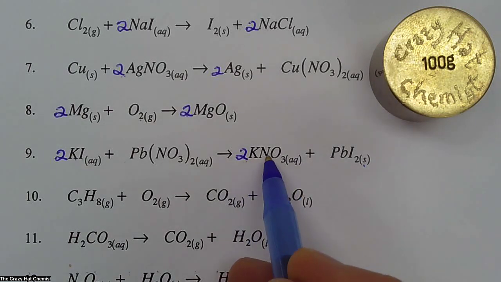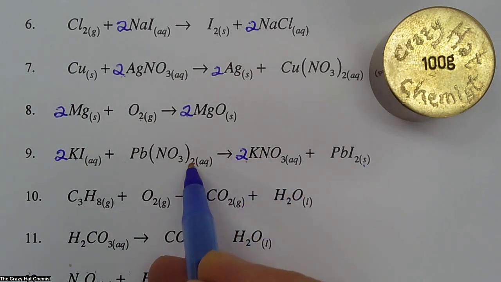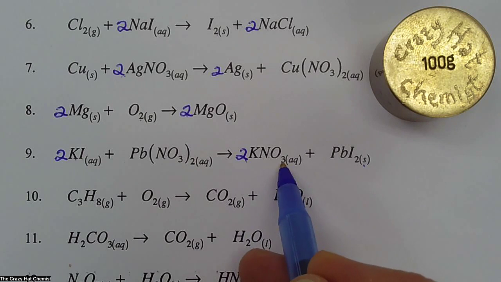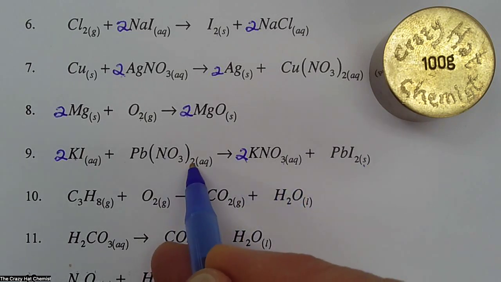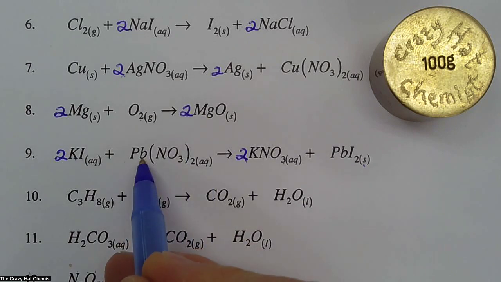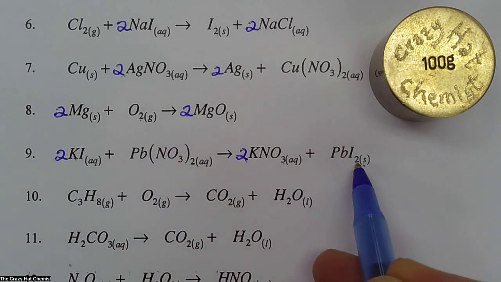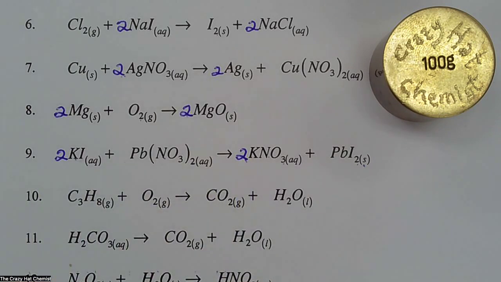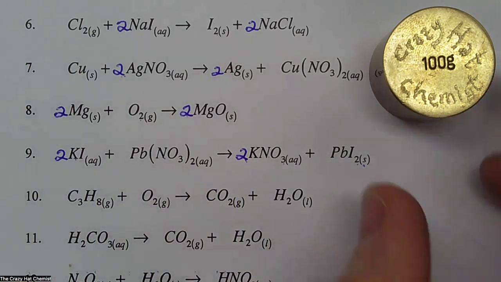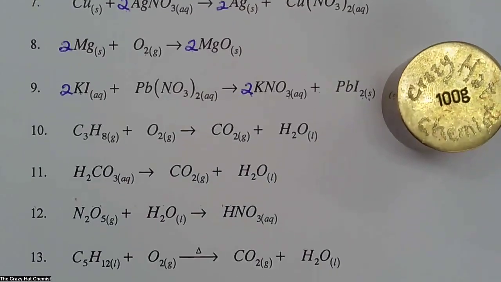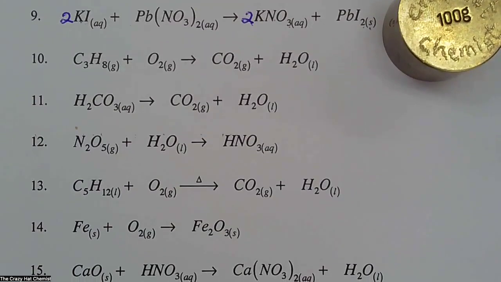This will give me two nitrogens on the reactant side, and there are two nitrogens already on the product side. There's 2 times 3, that's 6 oxygens on the product side, and there's 2 times 3, 6 oxygens on the reactant side. There's one lead, 2 iodines, and 2 potassiums. That one is also balanced as well. Let's move this one a little bit down now, so we can keep on going with these problems. Perfect.